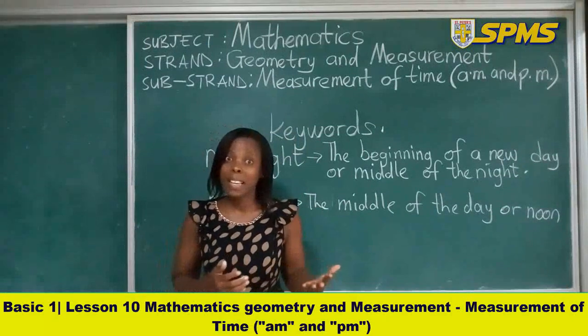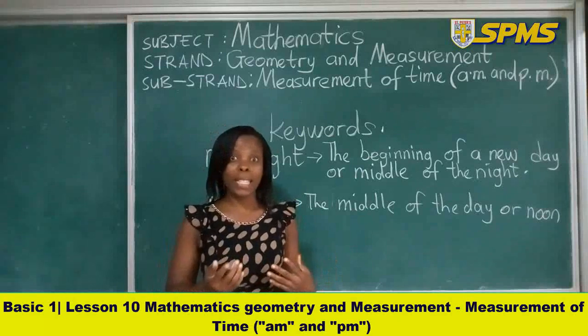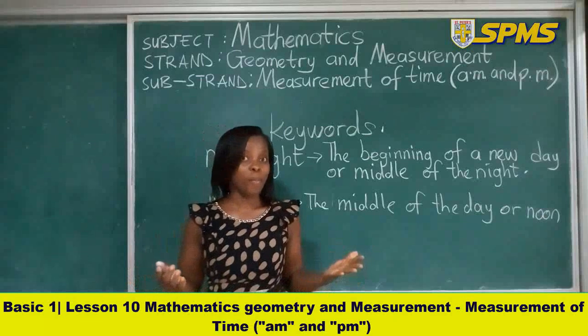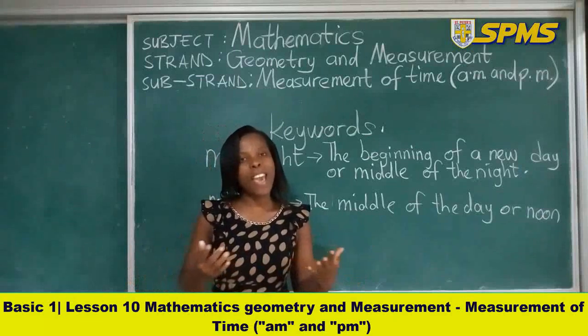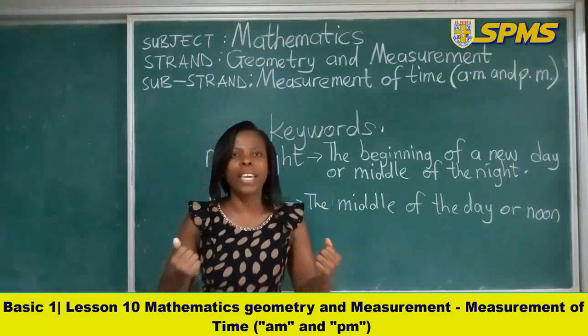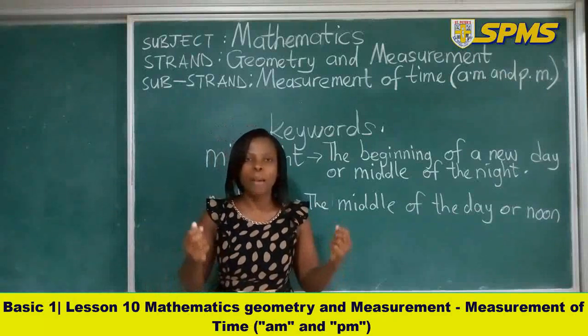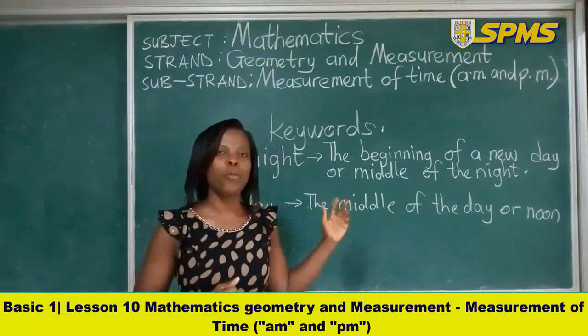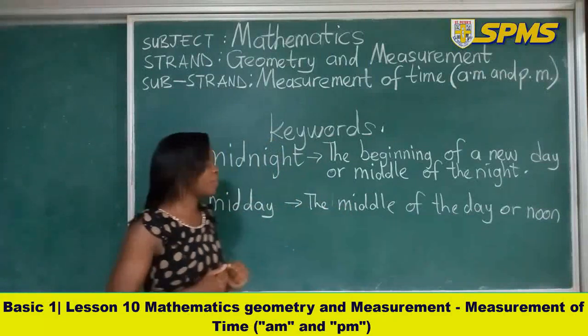By the end of the lesson, you should be able to tell the time in AM or PM. That means if it is 2:30, you can say 2:30 AM or 2:30 PM. We are going to find out how we get those AM and PM. But before we continue with our lesson, let's go through our keywords for the day.